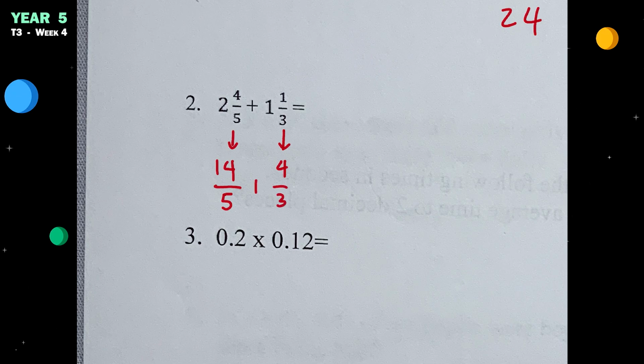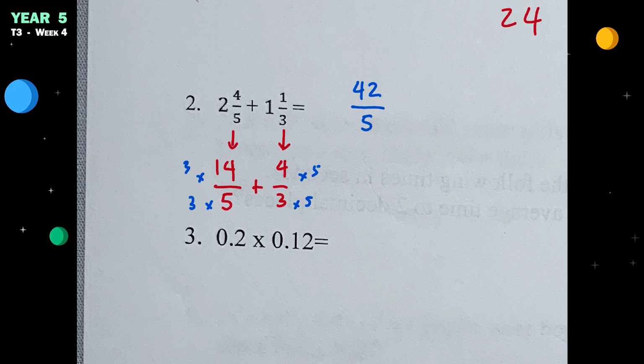Alright. Now to add, we must make the bottom number the same. So that means I have to times this by 3, times it by 3, times it by 5, times it by 5. 3 times 14, that gives me what? This would be 42.